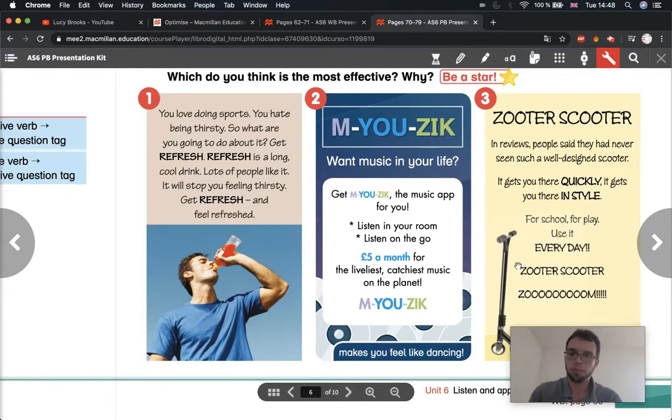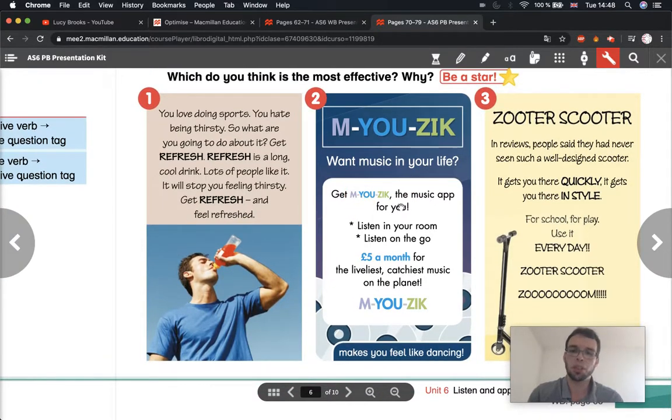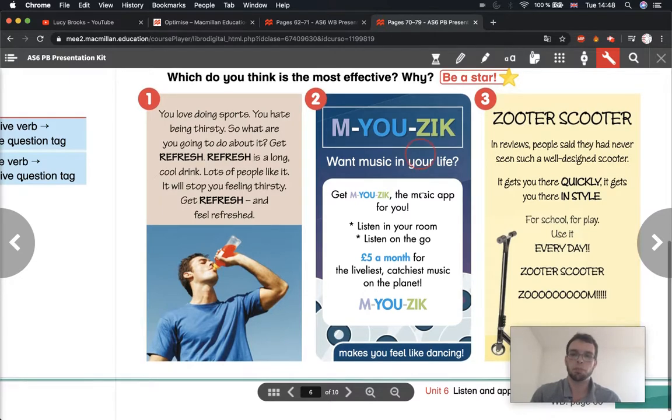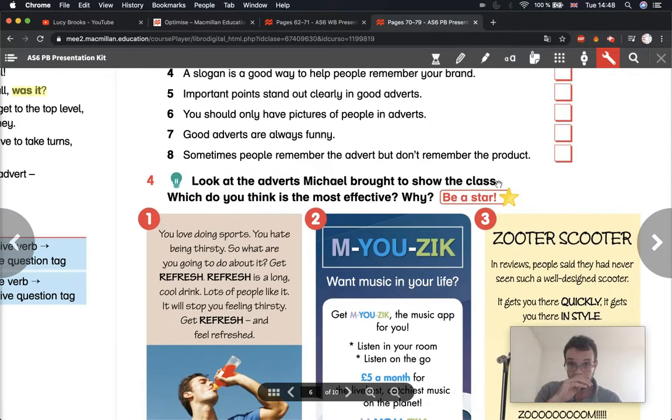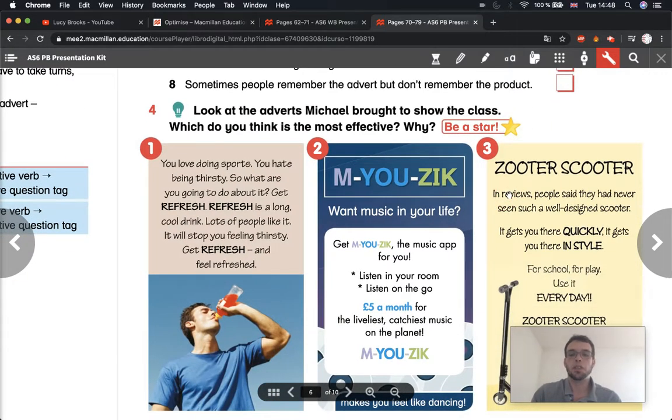Okay. Now, what I'd like you to do, have a look at these adverts. Okay, and I want you to think which one is the most effective. So which is the best? Which is the most effective? Okay. Number 1, number 2, or 3. Okay. Tell me which one is the most effective and why. Does it have more pictures? Is it a better slogan? Is the text big enough? Is it colorful? Okay, so why is it the most effective?